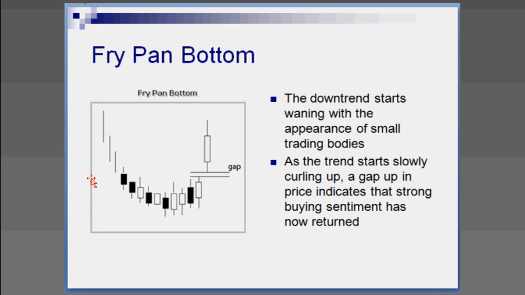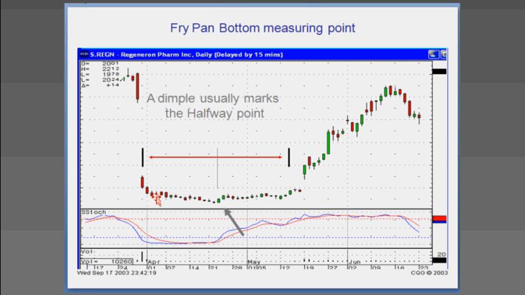And as we go through these, a fry pan bottom, you couldn't trade this no how. This was just junky trading. But the Japanese rice traders have identified this for us, that if we see this indecisive trading and they gap it up out of the other side, we're going to have a very strong price move. And I've discovered through the years that if you get a little dimple right here, you can pretty much measure that this is the halfway point to the breakout to the other side.